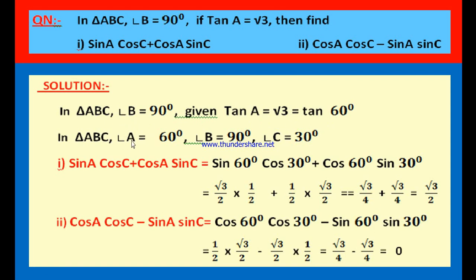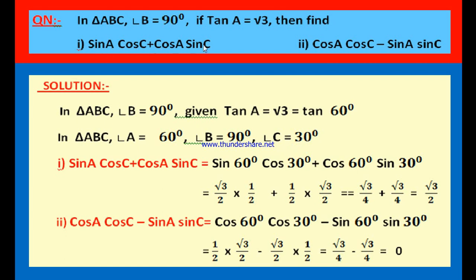In triangle ABC, A is equal to 60 degrees. We got A is equal to 60 degrees just now, and it is given angle B is equal to 90 degrees. Then the third angle is 180 minus the sum of these two. 180 minus 150 is 30 degrees, so C is 30 degrees. Now let us solve the first bit.